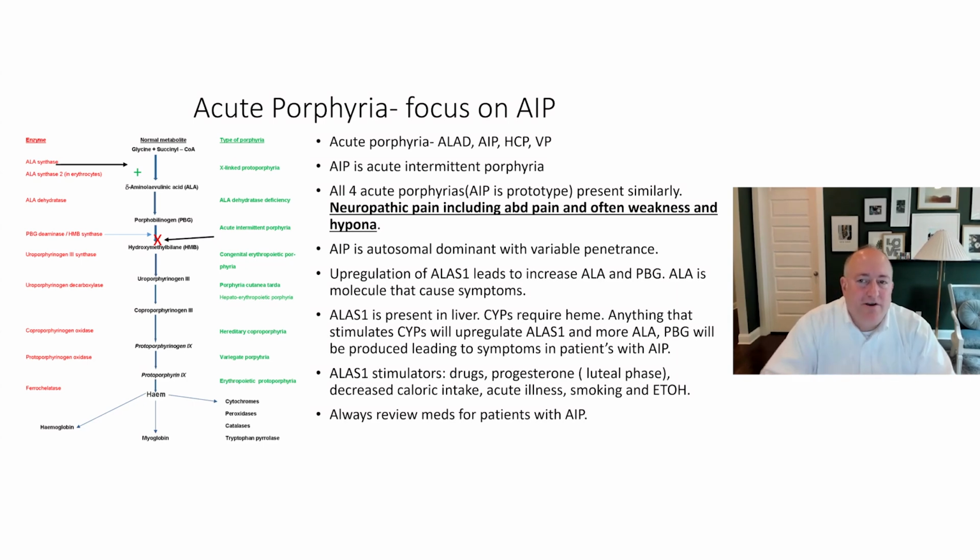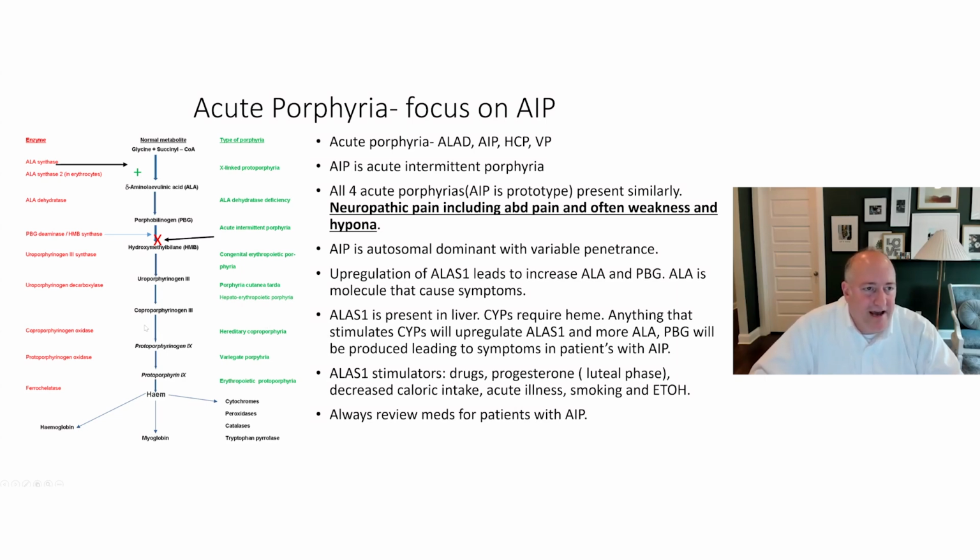There's actually 4 acute porphyrias, with AIP being the prototypical. We're going to focus on that, but just for completeness, there's actually 4, and they're all diagnosed the same way and they're all treated the same way. So that's helpful. So let's talk about AIP, acute intermittent porphyria. What is it? Why do people get it, etc.?